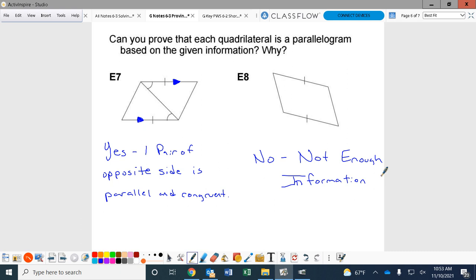That's it. So, from there, guys, put that in your folders, and I'm going to pass out your worksheet and let you get to work on this.